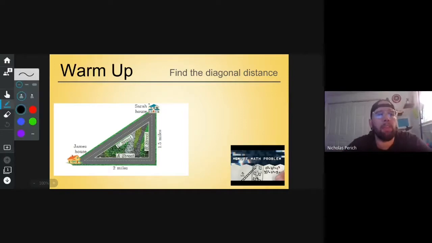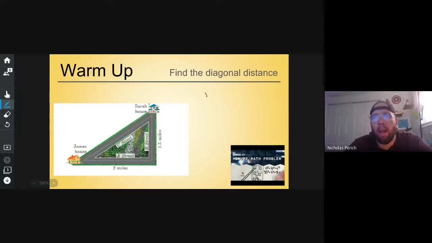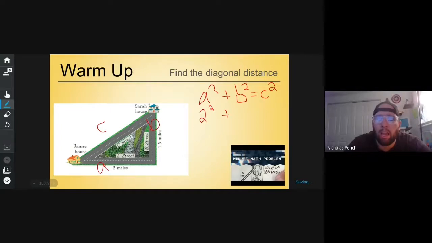This be Pythagorean theorem. I have a squared plus b squared equals c squared. I'm going to label things. I have to label you C because the longest side is always going to be C. I'll call you A because why the heck not, and I'll call you B because why the heck not. Now I plug it in. Instead of A, I have 2 squared, and instead of B, I have 1.5 squared, and I still have C for C squared.